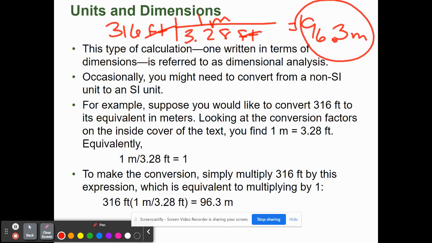Okay, so that's dimensional analysis. Any questions on that so far? Has everybody got that written down? Okay.